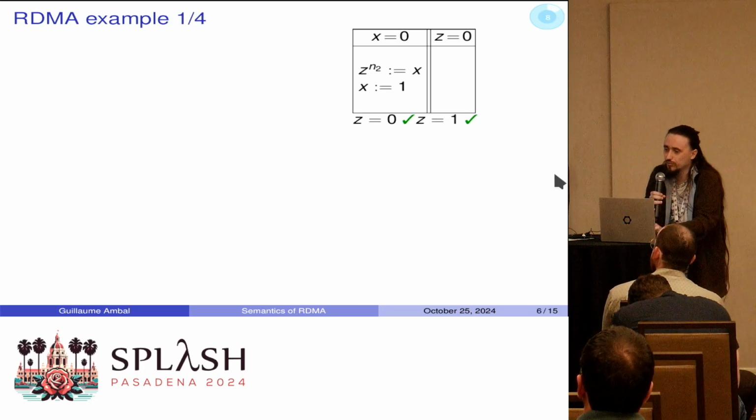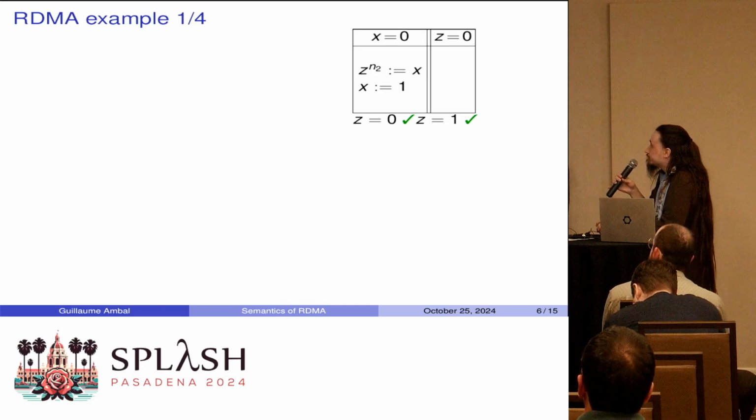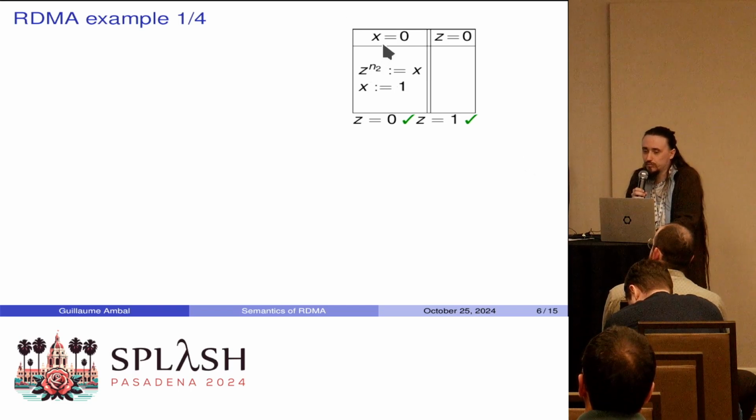So one example that basically tells you everything you need to know about RDMA. We have two computers. The left computer has a variable x, the right computer has a variable z, and the second computer does nothing. There's 0 threads, nothing. And on the first computer, you have one thread with two operations.